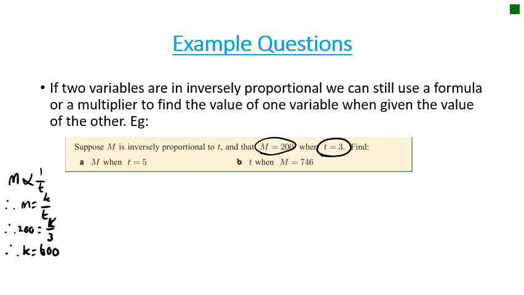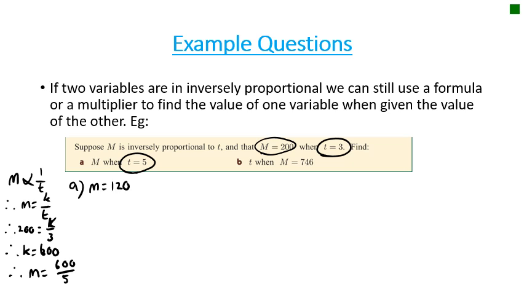Now I can substitute k back in to find out m. So therefore m must equal 600 over 5. Remember, we're looking at t equals 5, so this is now question A. Therefore m must be 120.